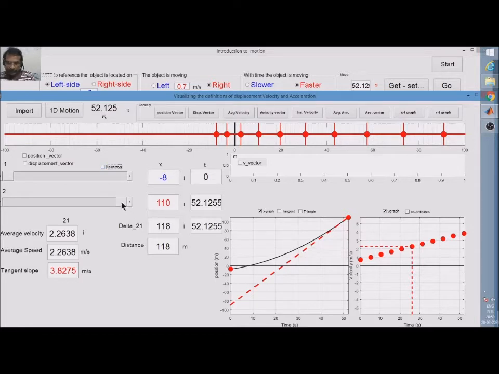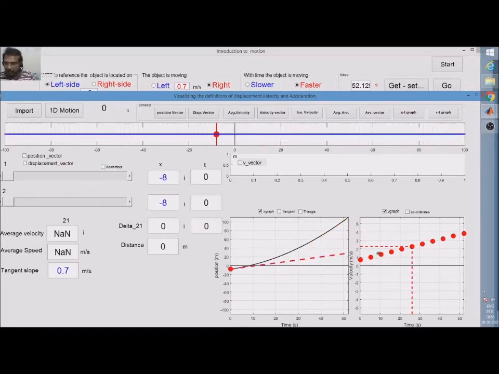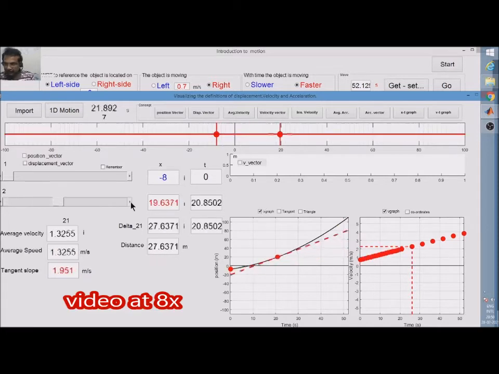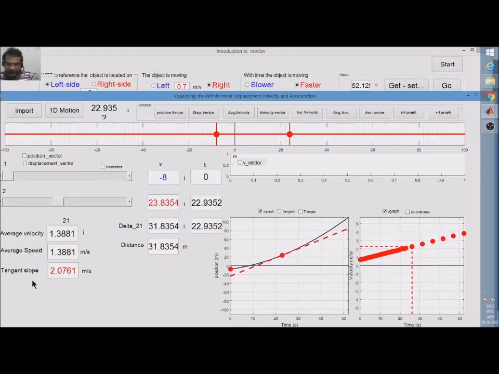So let us draw more points, by drawing more and more points in between. You can see this is the tangent at 22.93 seconds. The slope of that tangent would be 2.07 meter per second, and that would be put there. Similarly for all instances of time. So as the speed is picking up, the position time graph is bending towards the y-axis, and the velocity time graph is a straight line making a positive slope with the x-axis.